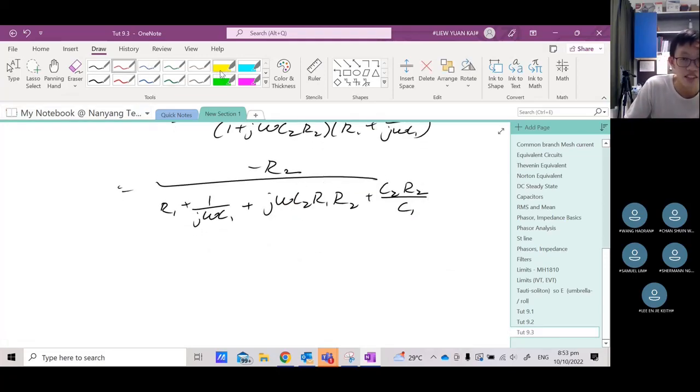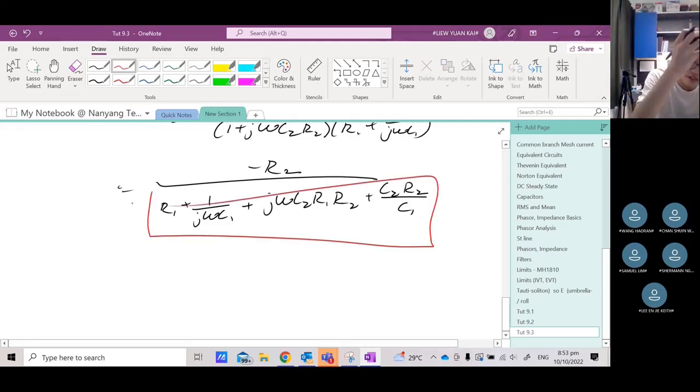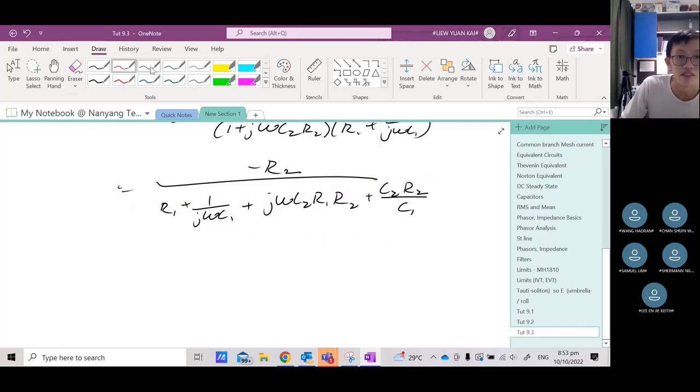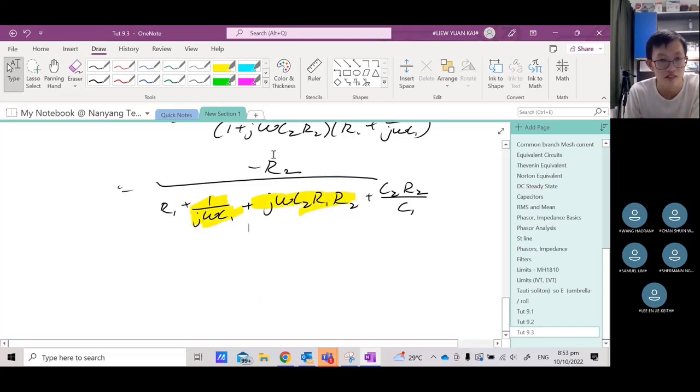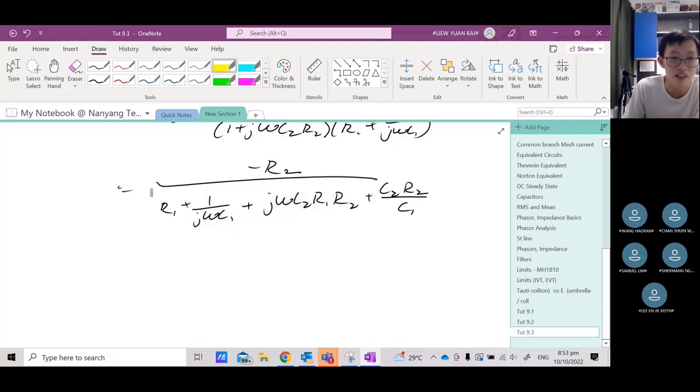Our job here is to look at the denominator, group them into the real component and the imaginary component. So who are the real components? The real components are those without j, right? You see, j is over here, j is over here. So that means these two are the imaginary component. Okay, I will group them to one side, and then I will group the real numbers to the other side. So who are the real ones? Those without the j. So R1 doesn't have j. This guy also doesn't have j. So I will group them to the left-hand side.